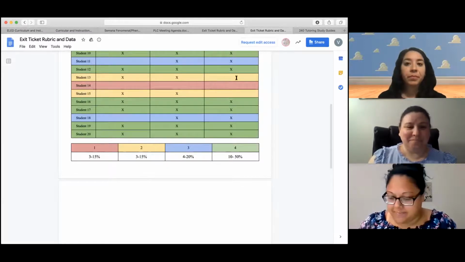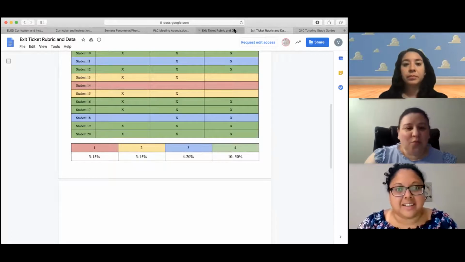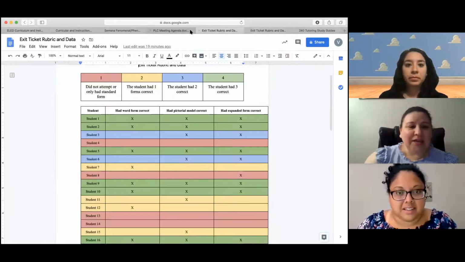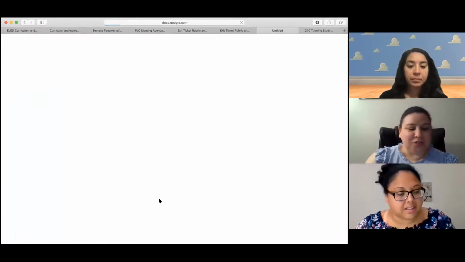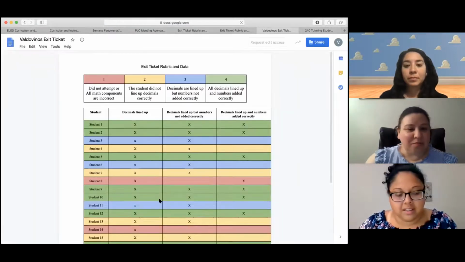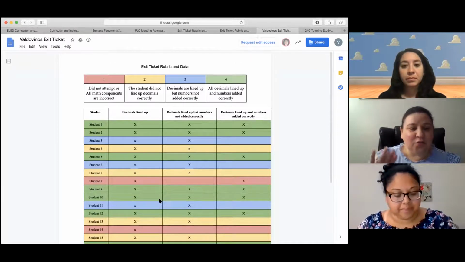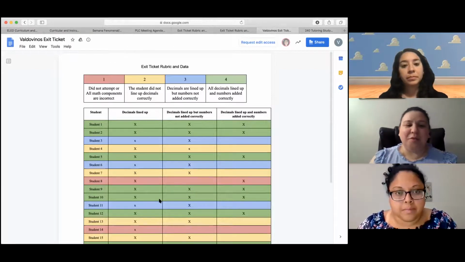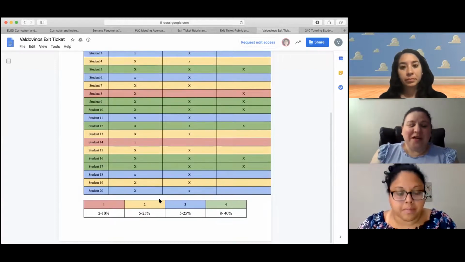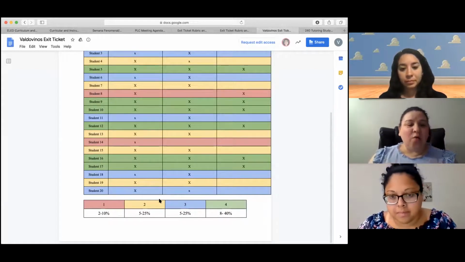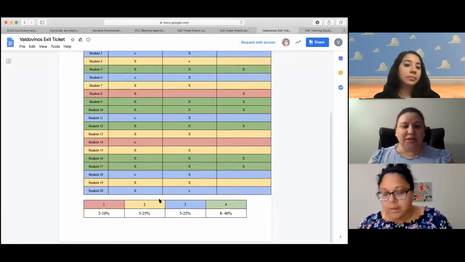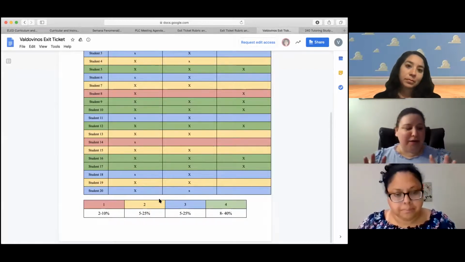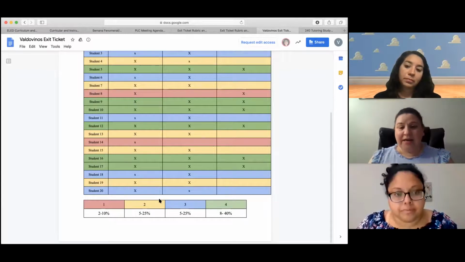Love it. Yeah. Thanks. Now I can go over my data as well. I know we need to be sure we are keeping on time with our PLC. So I'll go over my data. And if you will scroll all the way to the bottom for me as well, there you go. So what I had them do on my exit ticket was deconstruct a number and then add it up.